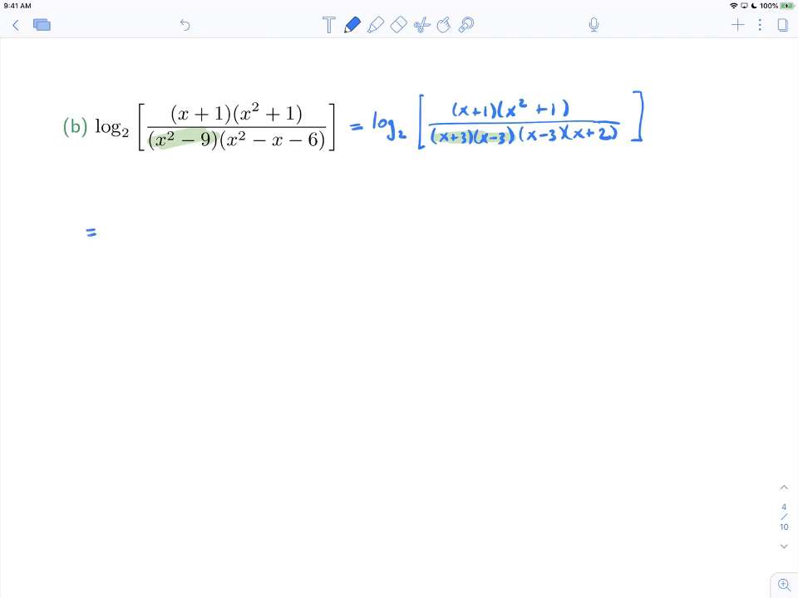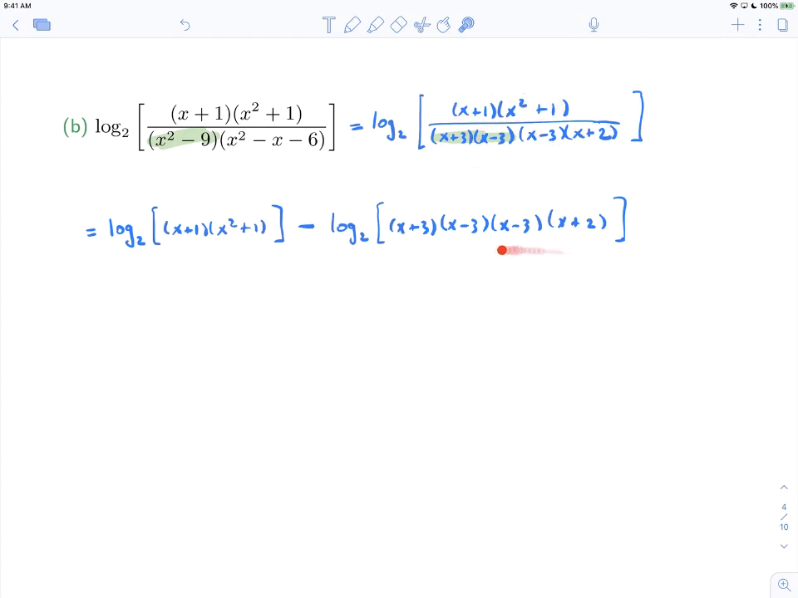So now we're going to use the property of logarithms, so this is log base 2, that turns quotients into subtraction. So this is going to be log base 2 of x plus 1 times x squared plus 1 minus log base 2 of the denominator, which is x plus 3 times x minus 3 times another x minus 3, but we'll just leave them factored like that, x plus 2. Because we're going to separate it out in a second anyway. Okay, so logarithm of a fraction is the log of the top minus the log of the bottom. Log of the top minus the log of the bottom.